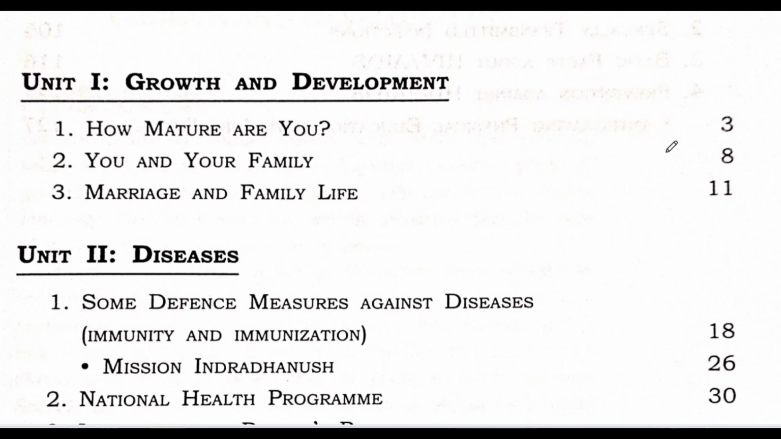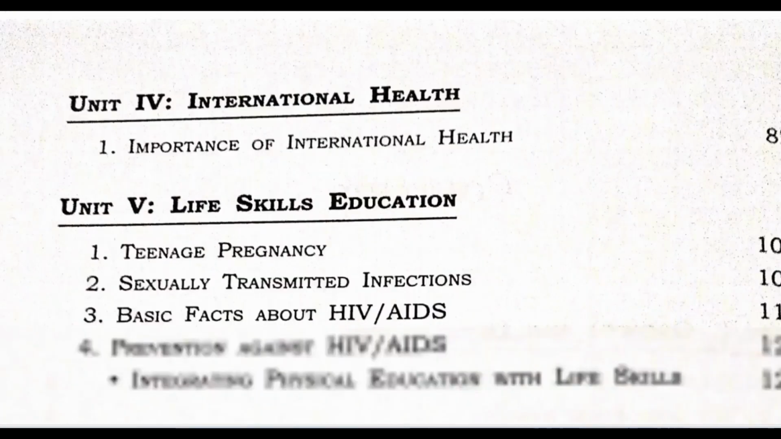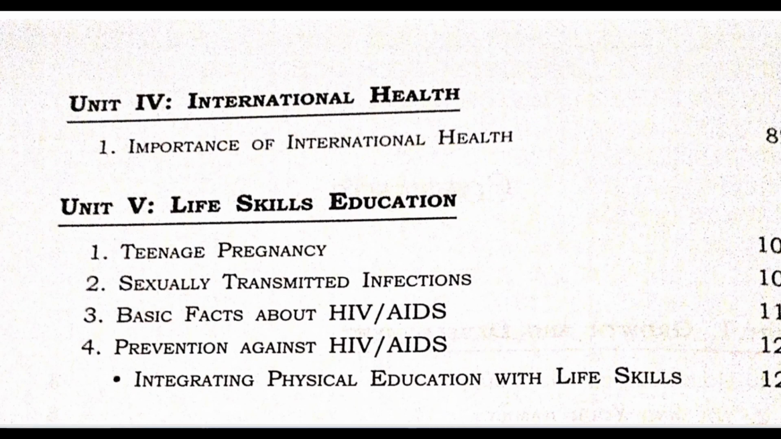In unit 2, we will discuss about diseases. What are the different types of diseases that we will discuss. Then in unit 3, we will discuss about consumer education, which is very important, all right? Then we will also read about international health. International health we will read in unit 4, and eventually in unit 5 we will read about life skills education. Life skills education.